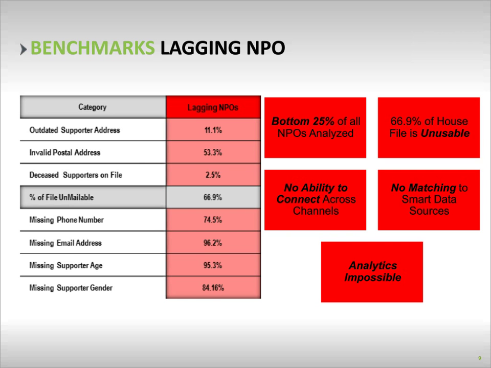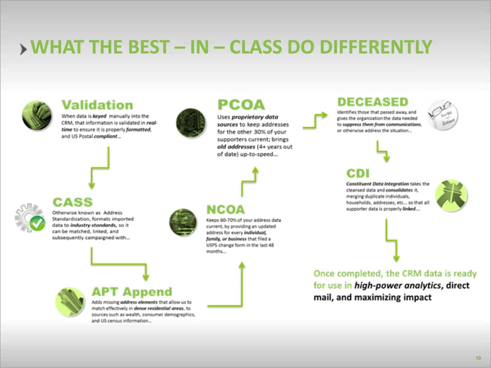So what do the best-in-class do differently that other nonprofits don't? They go through a pretty rigorous cleanup effort. The first piece is validation. This is at the point of entry, when you're entering the data into the system, making sure that the information goes into the system accurately.